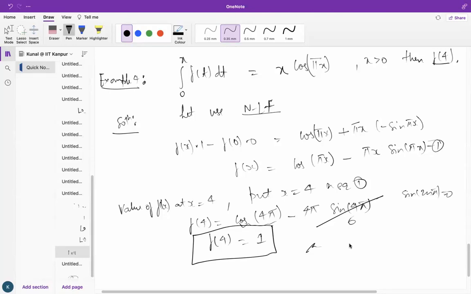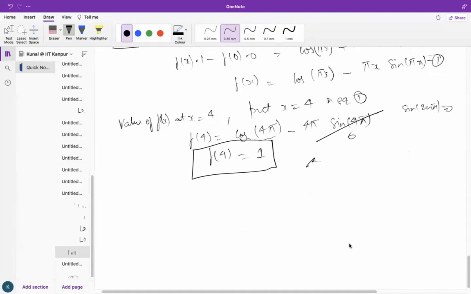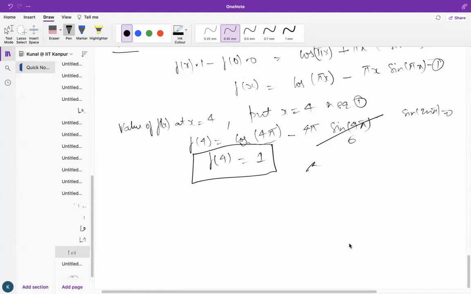So okay, let's move on to the next problem, which is based on the extended form of the Leibniz formula. This is important. It is also known as the extended form of Leibniz. So we are going to learn the extended form today.